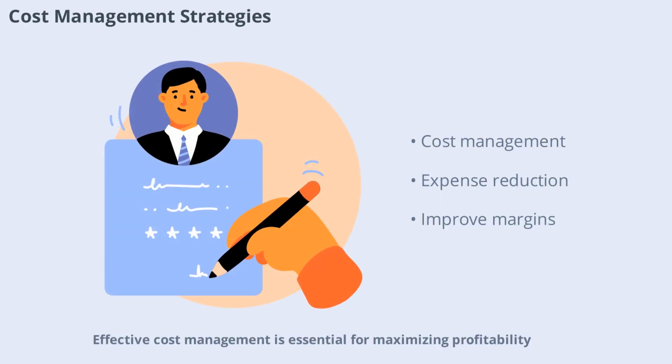Effective cost management is essential for maximizing profitability. This involves identifying unnecessary expenses, negotiating better deals with suppliers, and streamlining operations. By regularly reviewing your cost structure, you can find opportunities to save money and improve margins. Next, we'll discuss pricing strategies and their role in profitability.